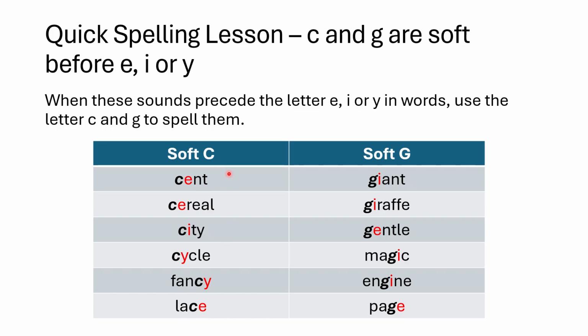Scent. The letter C is used before the letter E. Cereal. The letter C is used before the letter E. City. The letter C is used before the letter I.